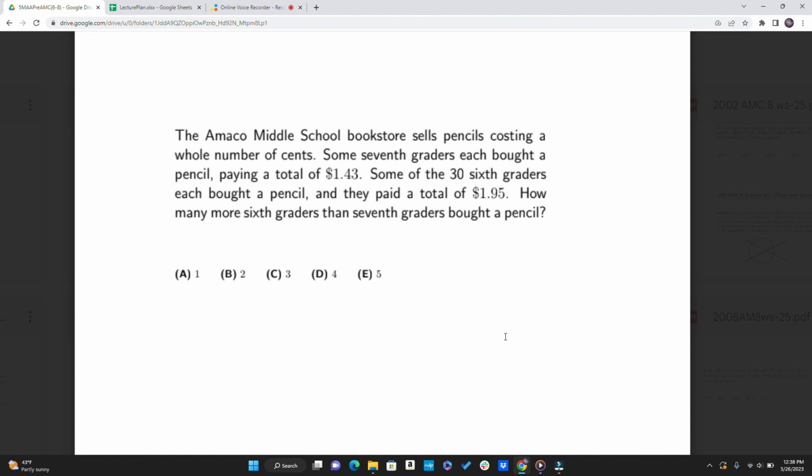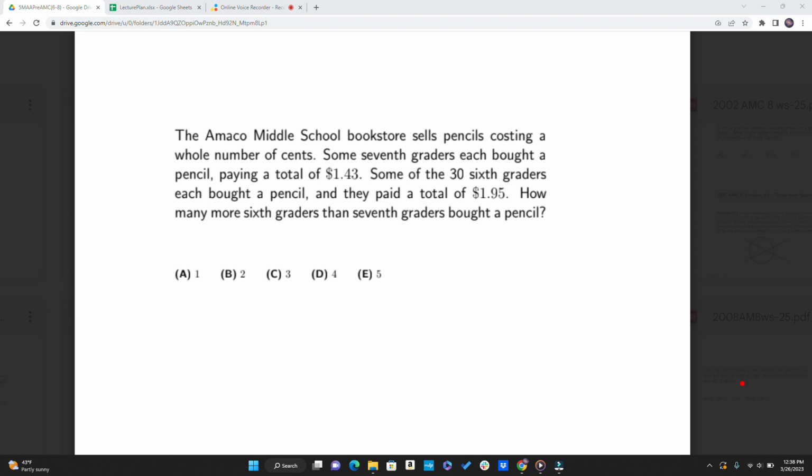Okay, the Amico Middle School bookstore sells pencils costing a whole number of cents. Some 7th graders each bought a pencil, paying a total of $1.43. Some of the 6th graders each bought a pencil, and they paid a total of $1.95. How many more 6th graders than 7th graders bought a pencil? Okay.